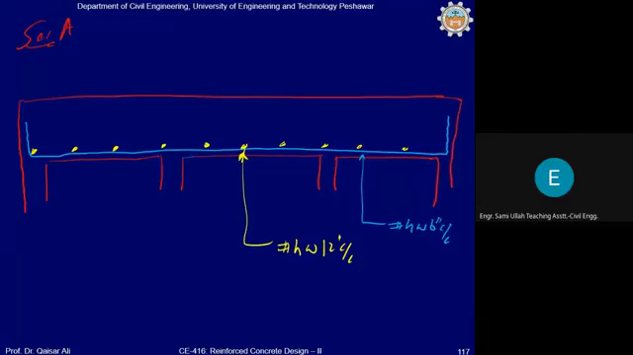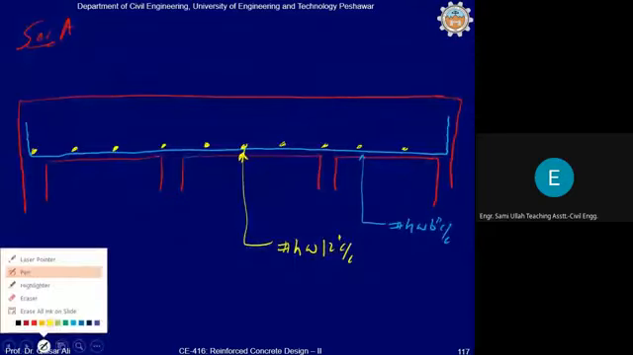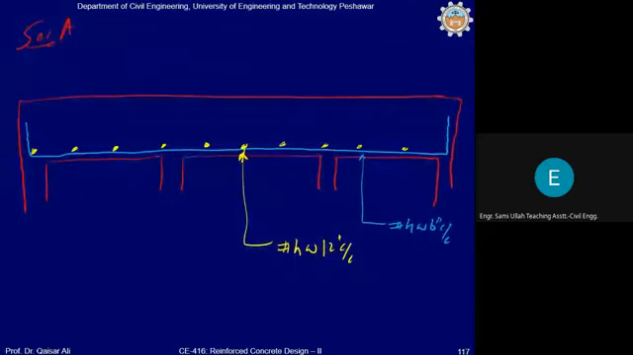Similarly, the top reinforcement at discontinuous end. This is the top reinforcement at discontinuous end. It will be curtailed at L by 4. And the spacing of top reinforcement at discontinuous end is number 4 at 12 inch center to center.